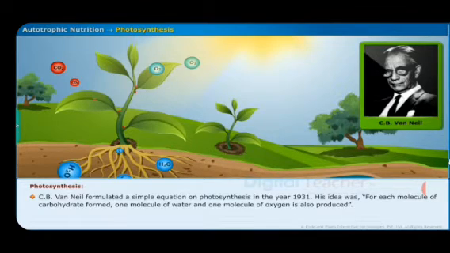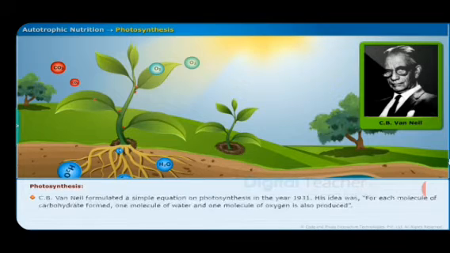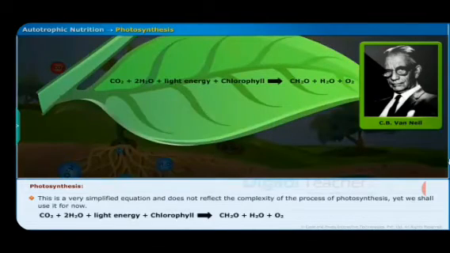His idea was for each molecule of carbohydrate formed, one molecule of water and one molecule of oxygen is also produced. This is a very simplified equation and does not reflect the complexity of the process of photosynthesis. Yet, we shall use it for now.